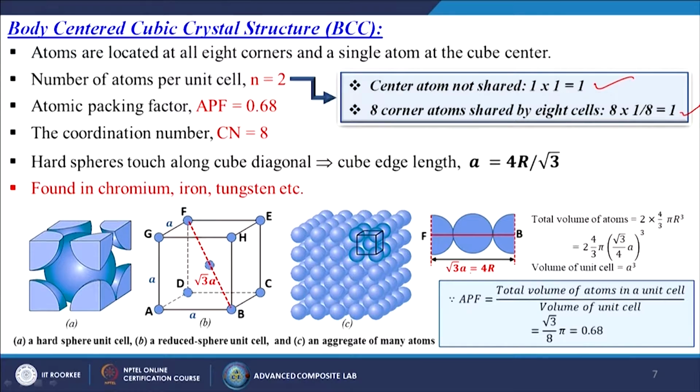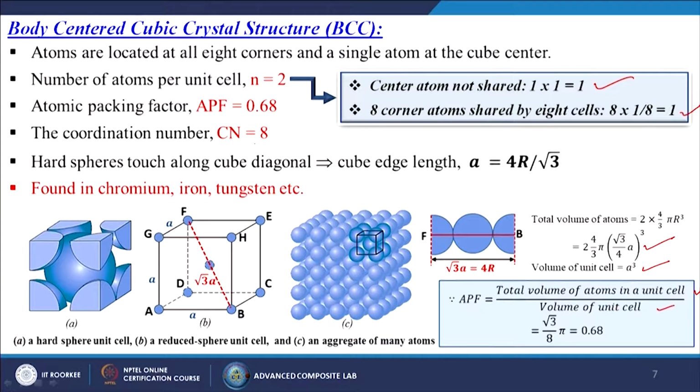Now, what is the total volume of the atoms? That is 2 into 4 by 3 pi r cube, and if I put the value of r, which is root over 3 by 4 a, to the power cube. The volume of the unit cell is a cube. Now, what is the atomic packing factor? We know it is the total volume of the atoms in a unit cell divided by the volume of the unit cell, so this divided by this. What we finally get is root over 3 pi by 8, which is nothing but 0.68.